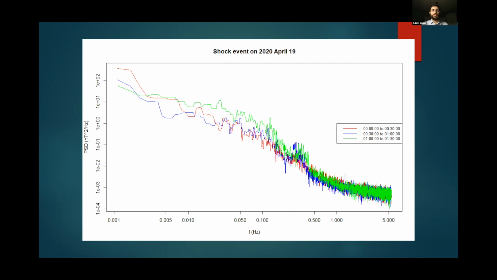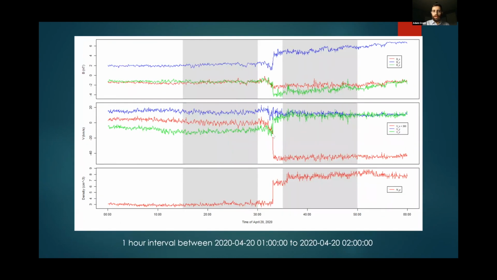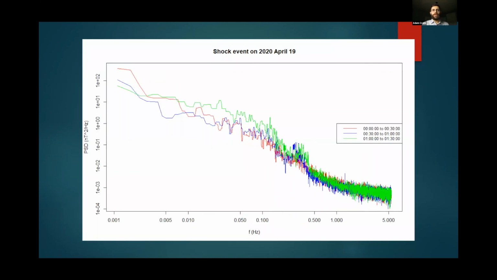By plotting the power spectrum against frequency, shown here, in 30-minute intervals, from midnight to 12:30 in red, from 12:30 to 1 in blue, and from 1 to 1:30 in green, we see that there's a noticeable trend of rising power fluctuations as our interval approaches the shock structure that, as a reminder, occurs at about 1:35. This trend shows evidence of wave activity in the medium just upstream of the shock.